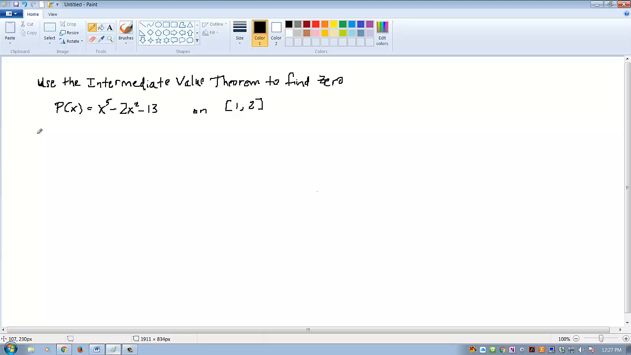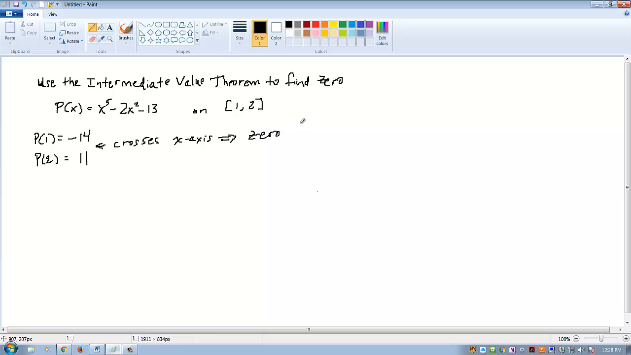And the way that we find that to be true and that we can use our intermediate value theorem is when we look at what P of 1 is. If you look at P of 1, this is negative 14. And when you look at P of 2, this is actually a positive 11. So because it goes from negative to positive, we know that somewhere in here it crosses the x-axis. And if it crosses the x-axis, then that means that we have a zero there.